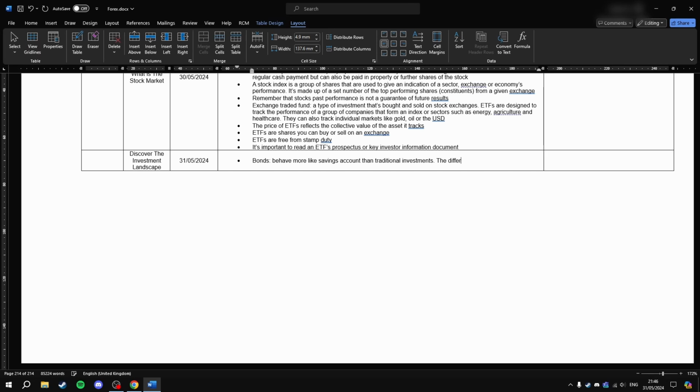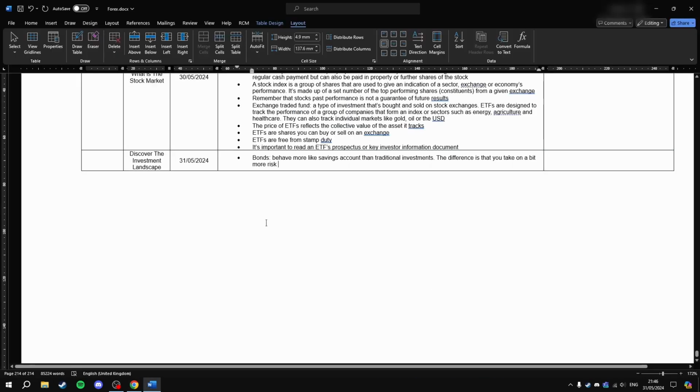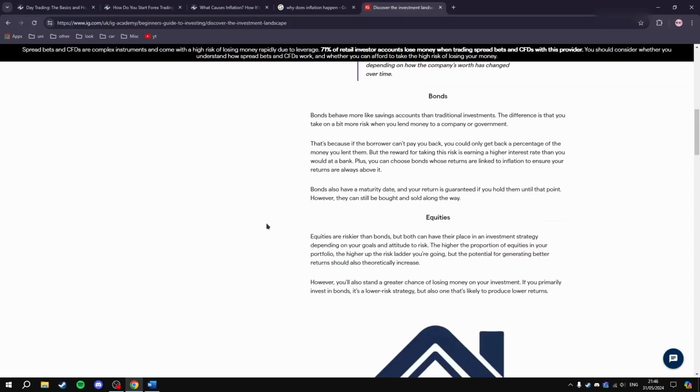The difference is that you take on a bit more risk when you lend money to a company or government. That's because if the borrower can't pay you back, you could only get back a percentage of the money you lent them.